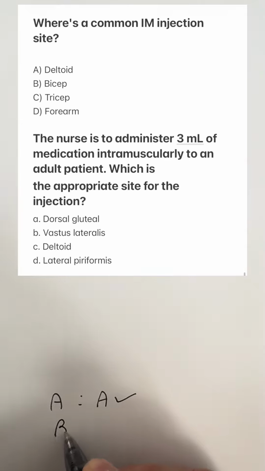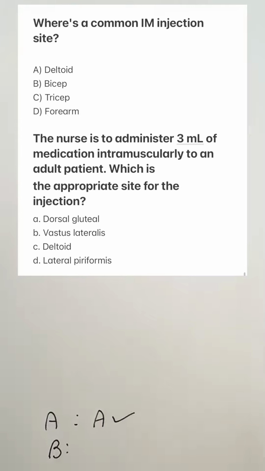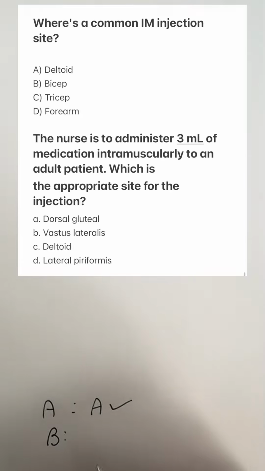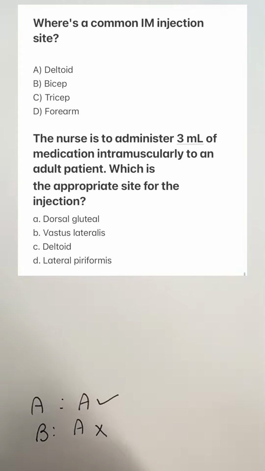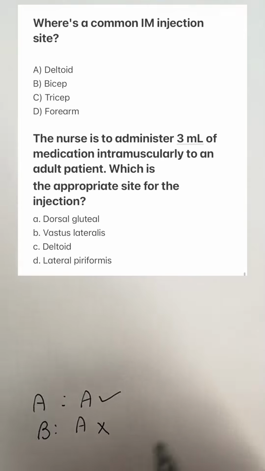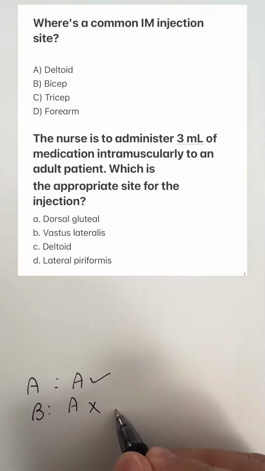Now move on to B. The nurse is to administer 3 ml of medication intramuscularly to an adult patient. Which is the appropriate site for the injection? Eliminate one at a time. Option A, dorsogluteal. You will never give a shot in the dorsogluteal because the sciatic nerve is going there. So you should always avoid the dorsogluteal.